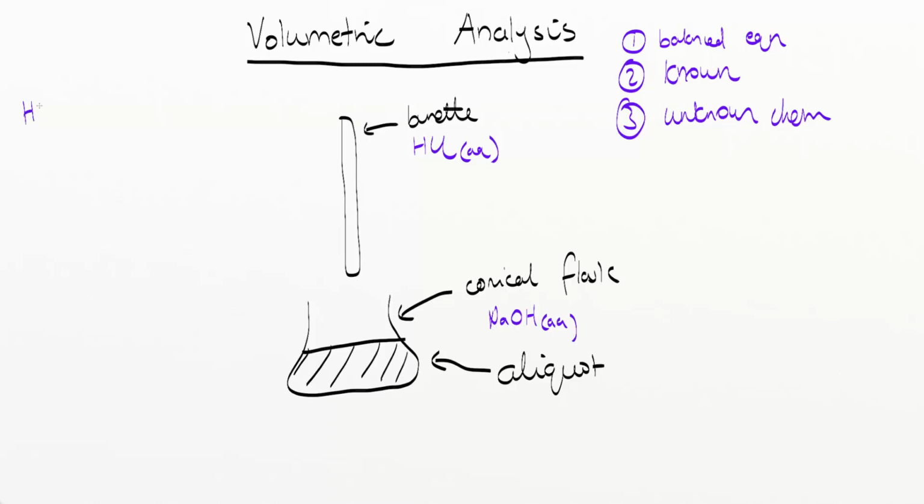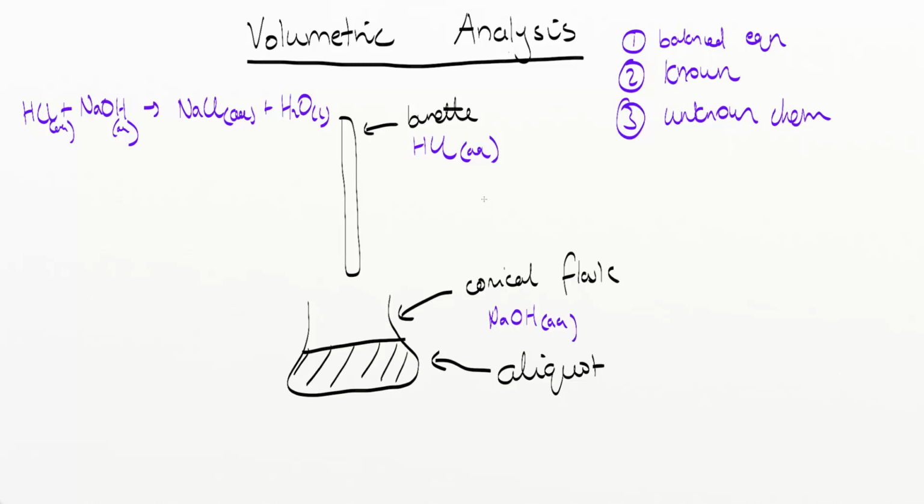The balanced equation will be hydrochloric acid plus sodium hydroxide forms sodium chloride salt plus water. Okay, so we have a fully balanced equation here. The next thing that they will tell you is the concentration of a known chemical, or you will know the concentration of one chemical.